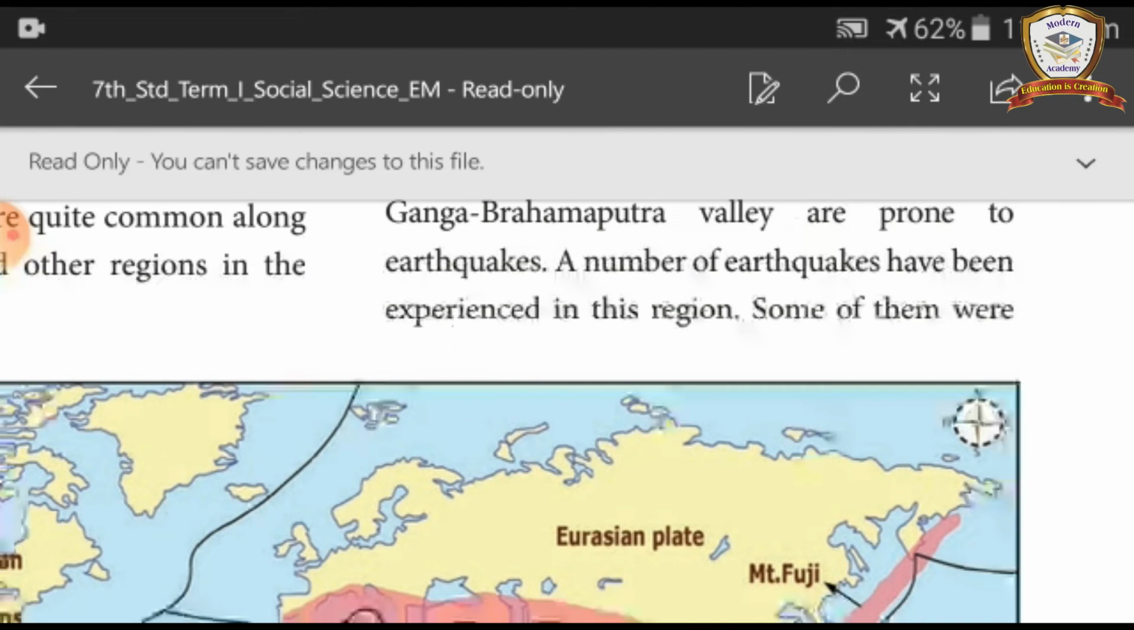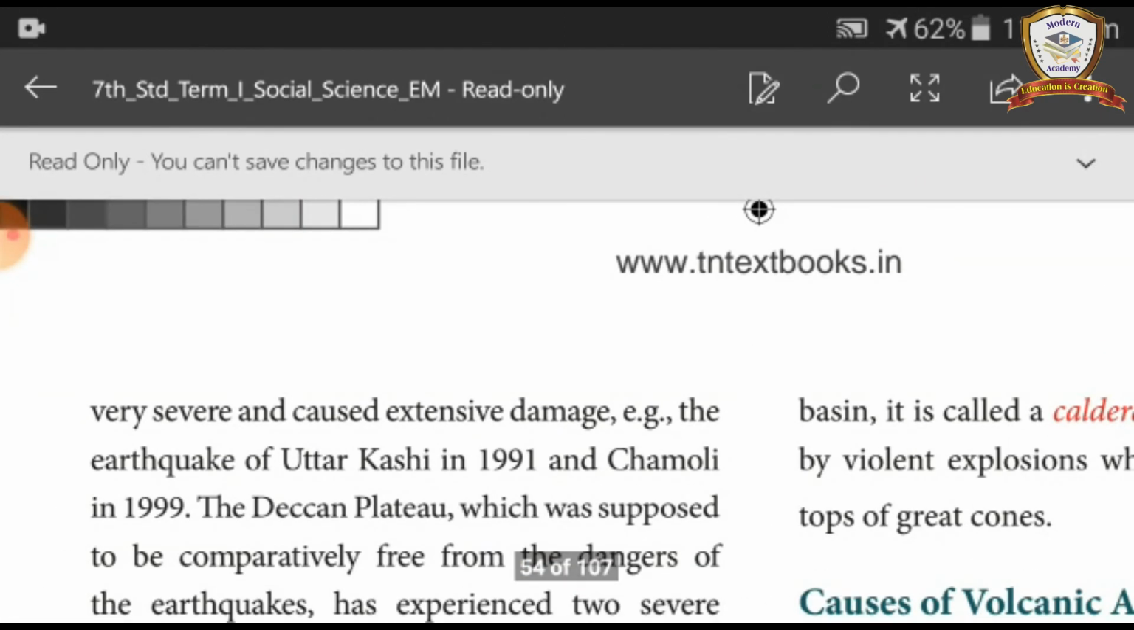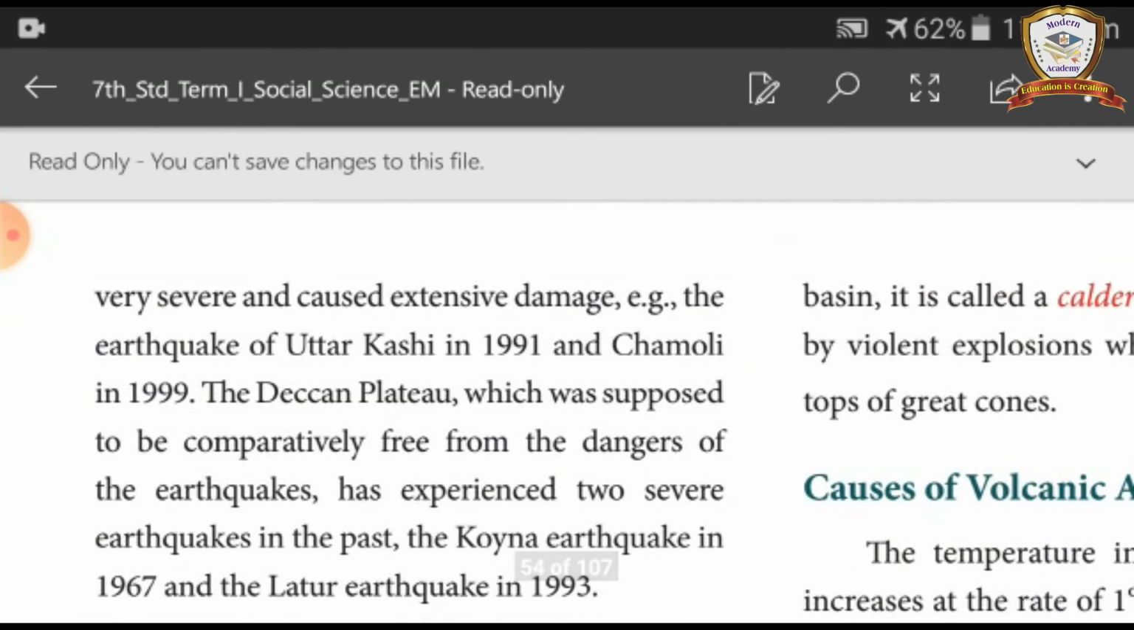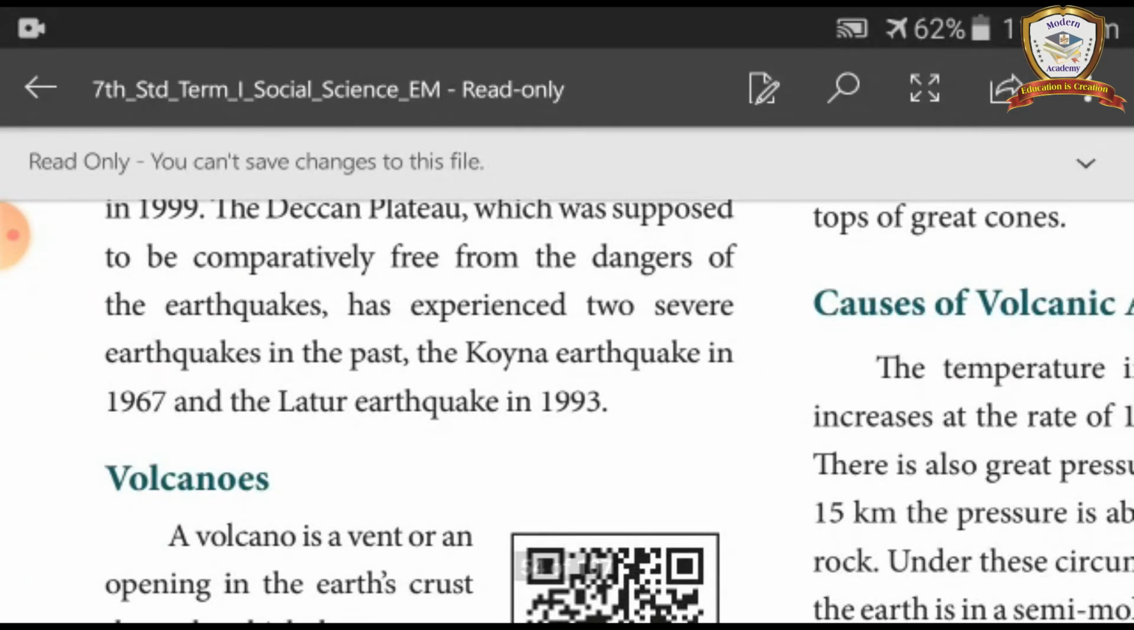Some of them were very severe and caused extensive damage. For example, the earthquakes of Uttarkashi in 1991 and Chamoli in 1999. The Deccan Plateau, which was supposed to be comparatively free from the dangers of earthquakes, has experienced two severe earthquakes in the past: the Koyna earthquake in 1967 and the Latur earthquake in 1993.